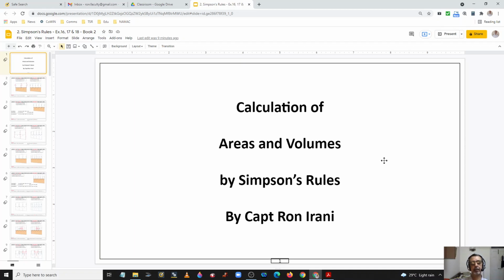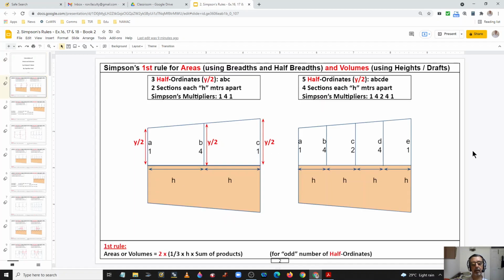In this class, I'm going to talk about how to calculate areas and volumes using Simpson's rules. Now, Simpson's first rule for areas using breadths or half breadths and volumes using heights or drafts.